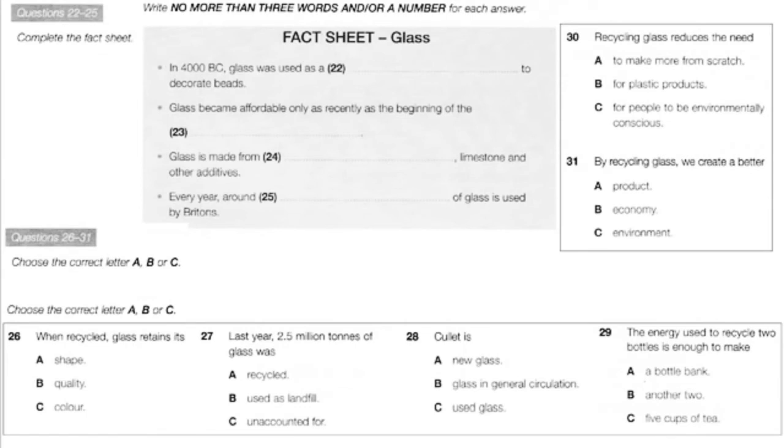Before you hear the rest of the conversation, you have some time to look at questions 26 to 31. Now listen and answer questions 26 to 31.